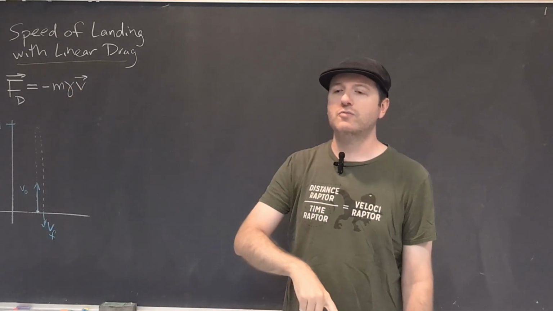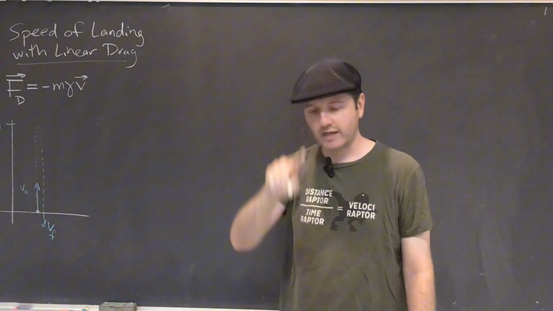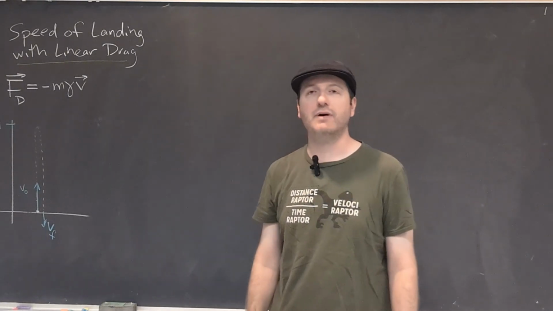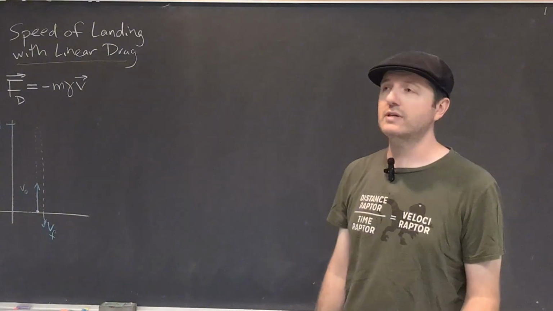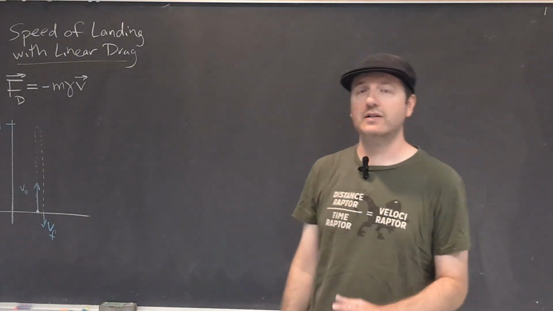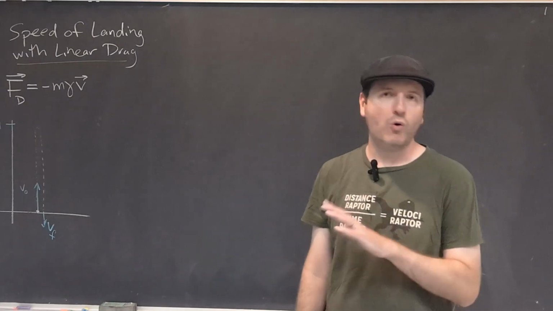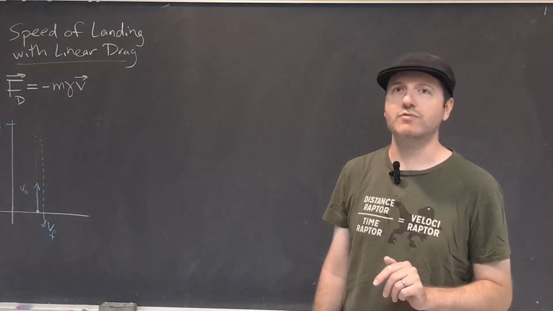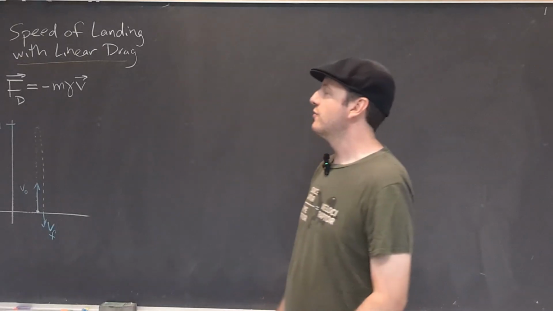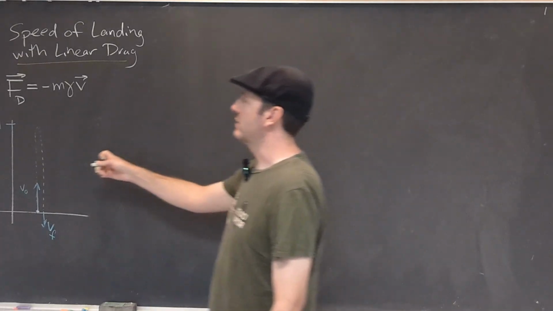I want to know, well, how high does it go? And also, when it comes back down, what is its speed upon landing? We'll see that to do this, we're going to need to solve a transcendental equation. I'll talk about the Lambert W-function a little bit, although we can do some approximations if we don't want to do that. So first off, here's our drag force.